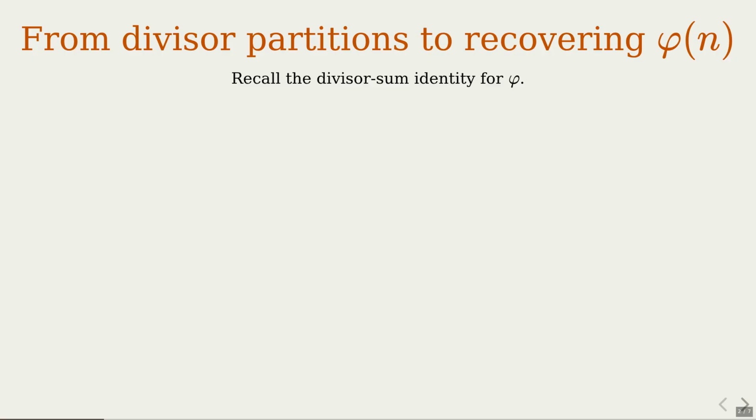We grouped numbers from 1 to n by their greatest common divisor with n to get that formula. Here is that divisor-sum identity written as a compact equation. It will serve as our starting point. Right now, the equation hides phi inside a sum over divisors. I want a way to solve it and get phi of n by itself.